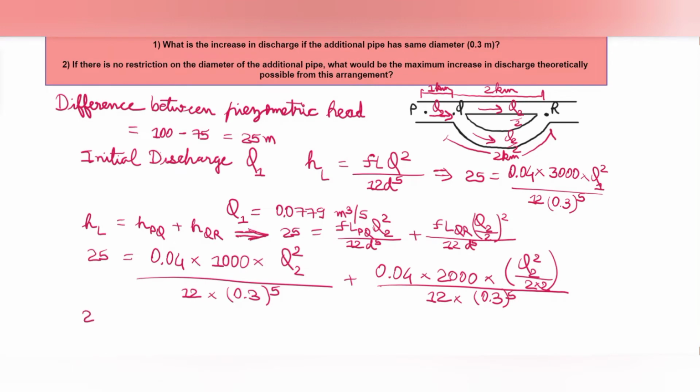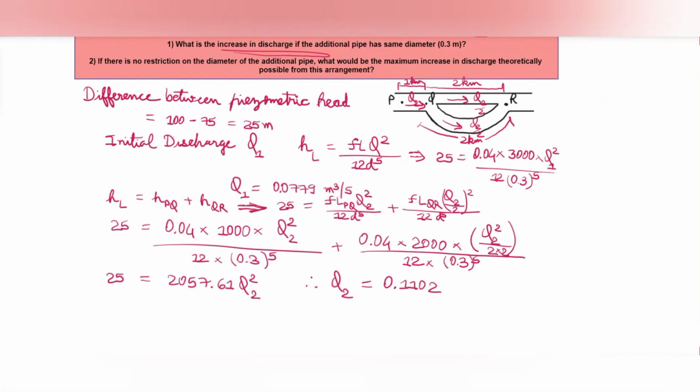Now we need to solve this in order to find Q2. 25 is equal to 2057.61 into Q2 square. Therefore we get Q2 is equal to the square root of 25 upon 2057.61. So we'll get Q2 is equal to 0.1102 meter cube per second.